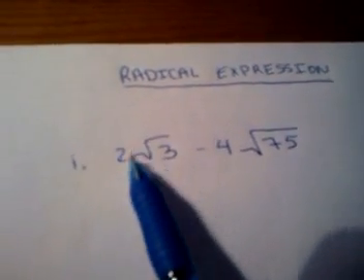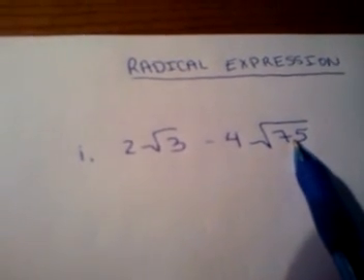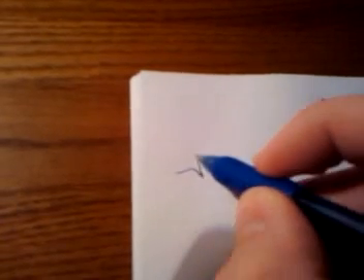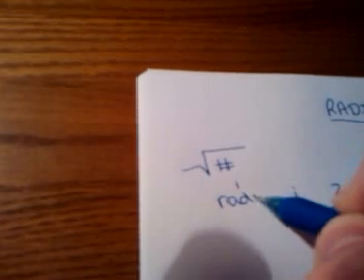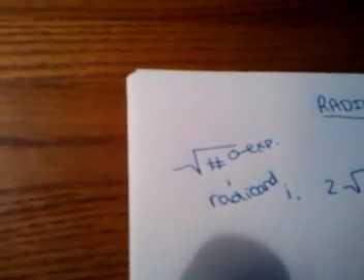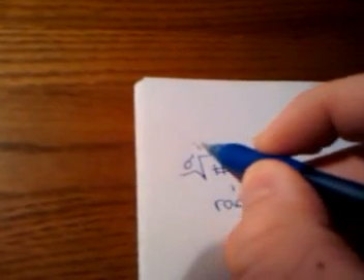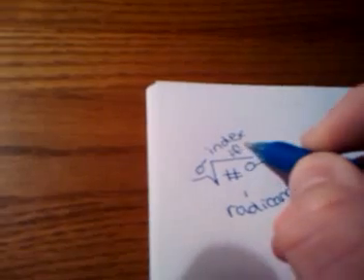So we have 2 radical 3 minus 4 radical 75. And what exactly does that mean? Well, there are many parts to a radical. The number here is the radicand. There's always an exponent. When you don't see an exponent, you just assume it's 1. The number here is the index. If there's no number there, it always equals 2.